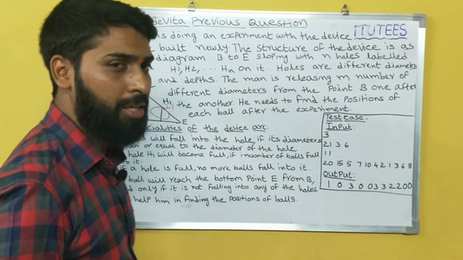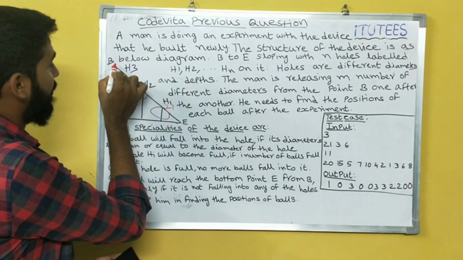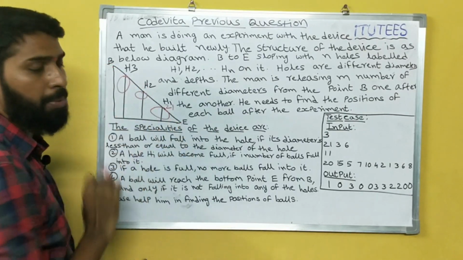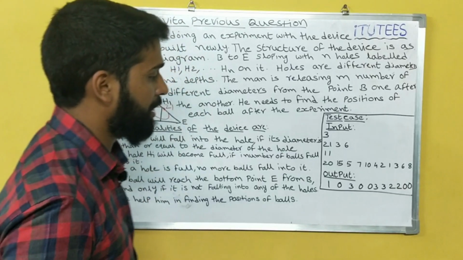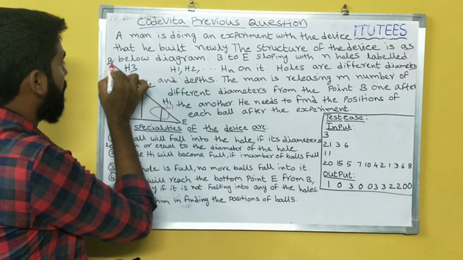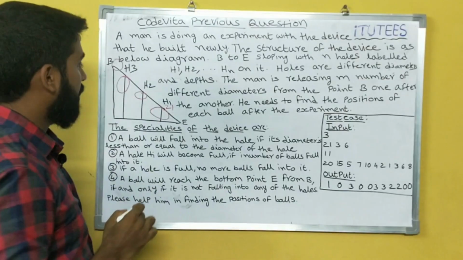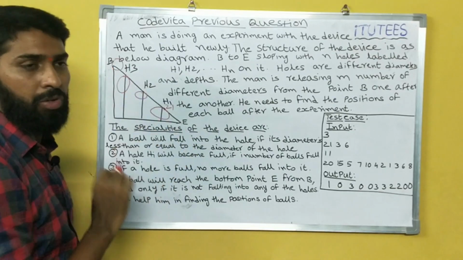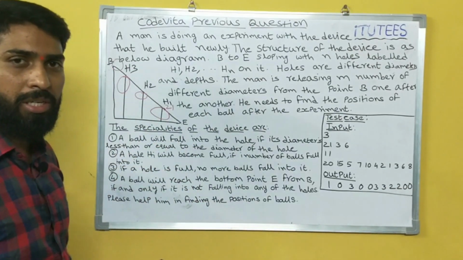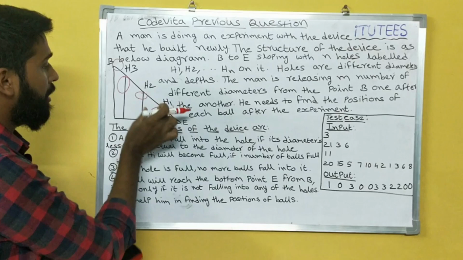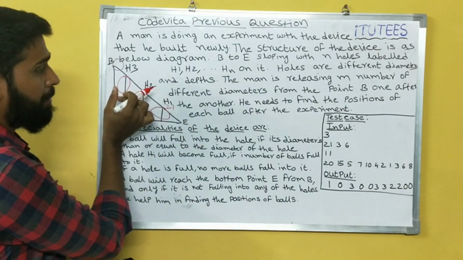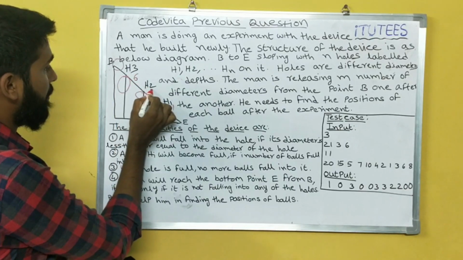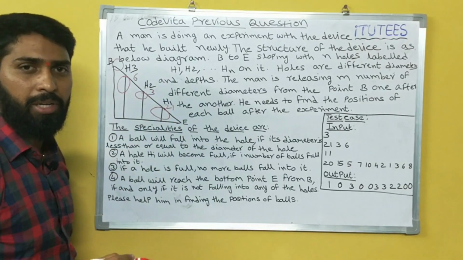So 11 means the man releases 11 balls from point B to point E. Next, the first ball diameter is 20. So the diameter is 20, and it is thrown from B to E. Now our task is: in which hole does the 20 fall? So which hole? This is the diameter 6, this is the diameter 3, this is the diameter 21.